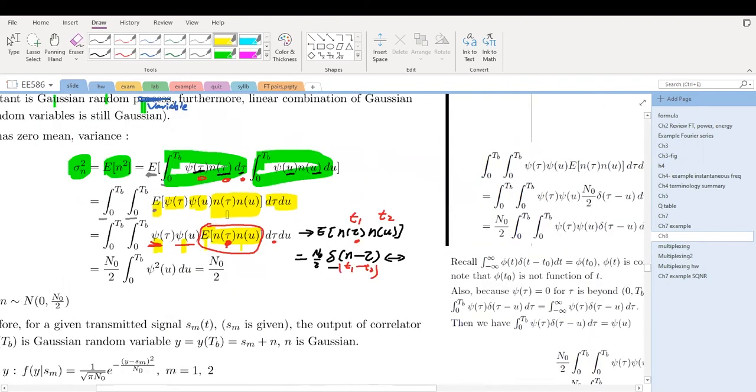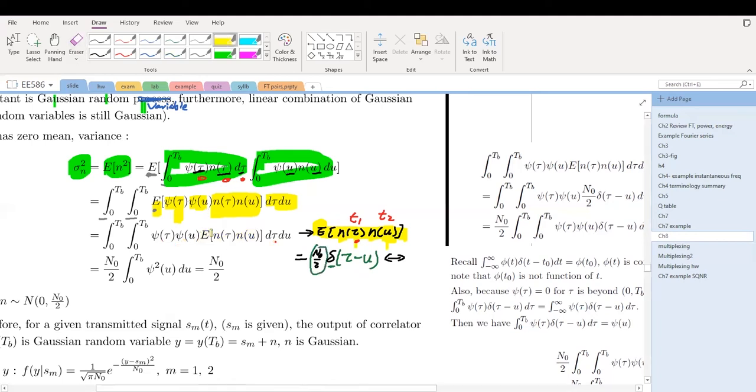So do not confuse this tau with the dummy integral variable. We have a tau here, and this is a dummy variable. You can use any other; we can use v. It doesn't matter. The expectation of n tau multiplied by n u is the autocorrelation. The time difference is tau minus u. That's the delta function, and the scalar is here. That's the power spectral density.